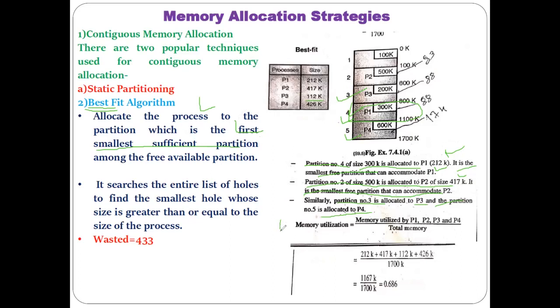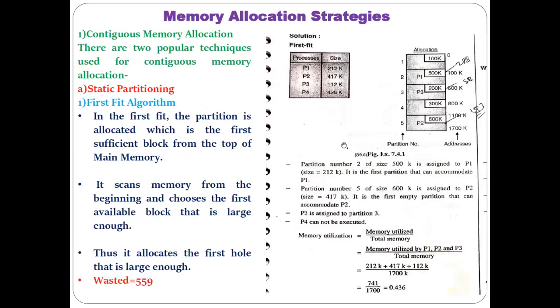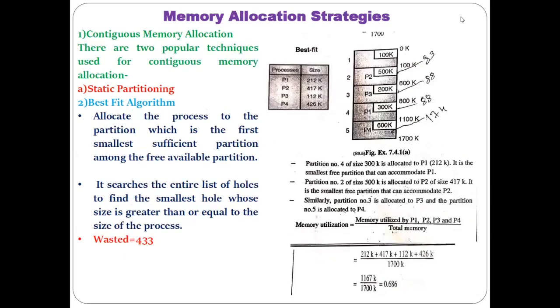If you calculate the memory utilization here with the similar formula, the memory utilization is 0.486. What was the memory utilization in case of the first fit? It is 0.436. So you can compare first fit and best fit here. Definitely the memory utilization is more in case of best fit, and the wasted memory in best fit is also less compared with the 559 in case of first fit. That is the reason best fit is better than the first fit algorithm.